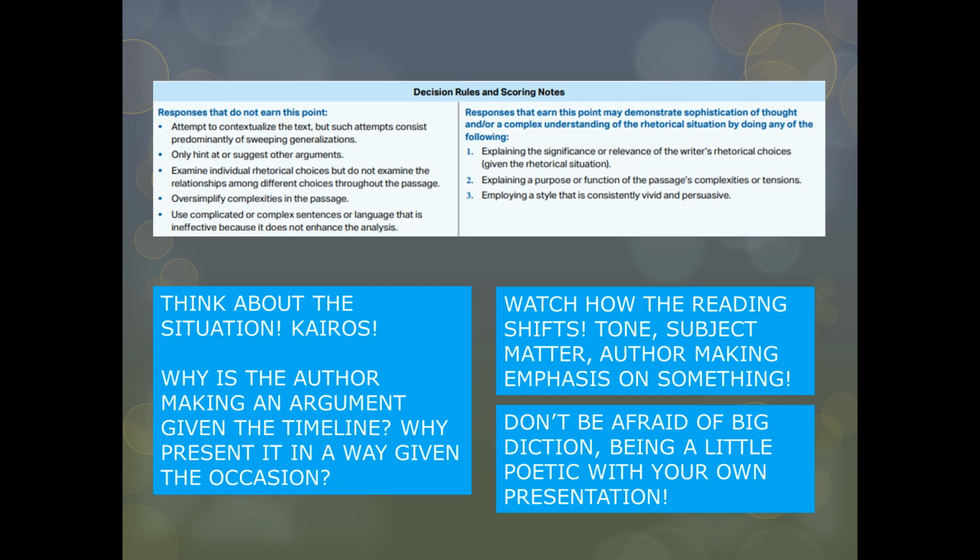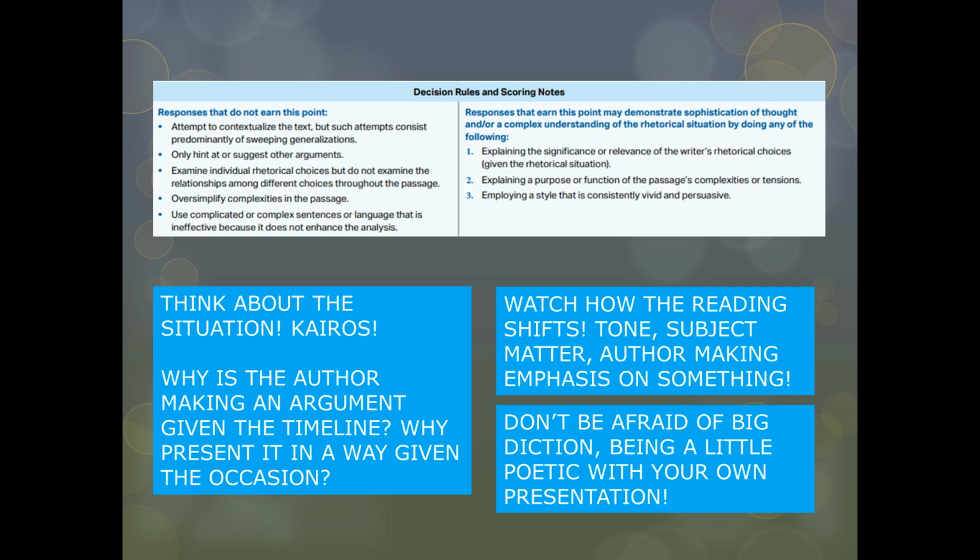Sophistication is tricky to earn, but if you want to think about the things that usually give people the points for sophistication, you want to think about the significance or relevance of the writer's rhetorical choices. Situation, kairos: what is the occasion, what's the timeline, why is the author writing this in a particular fashion to this particular audience. You also want to think about how the reading shifts, how the author might begin with one idea and then lead to another, right?